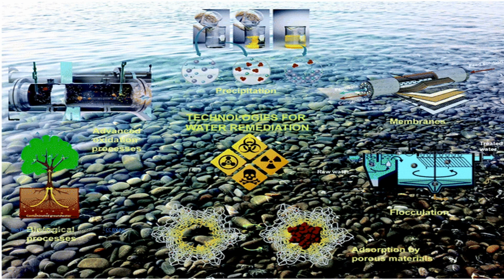Okay, so in this picture I have the advanced oxidation process, the flocculation, the adsorption process by materials, the membranes, and the precipitation. All these are technologies for water remediation. That is, in the water treatment process, one may use the advanced oxidation processes, one may use the precipitation, one may use the membrane separation technology, the flocculation, and the adsorption by porous materials.